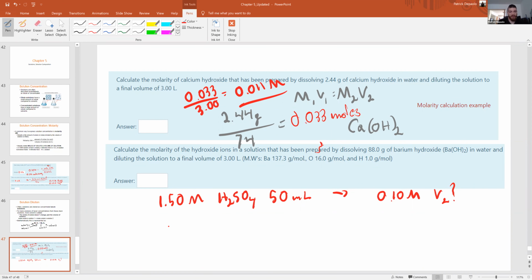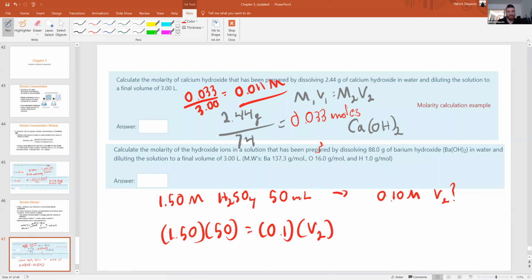So here's what we do. You have your M1, which is 1.5, your V1, which is 50. Now, here's the thing. For V1 and V2, like the molarity formula, it doesn't matter if they're in liters or milliliters. That's key. It only matters if they're the same on the left and the right side. So I could put 50 mils there, and then my M2 is 0.1 molarity, and the volume we need to get there is unknown. So we divide this by 0.1.